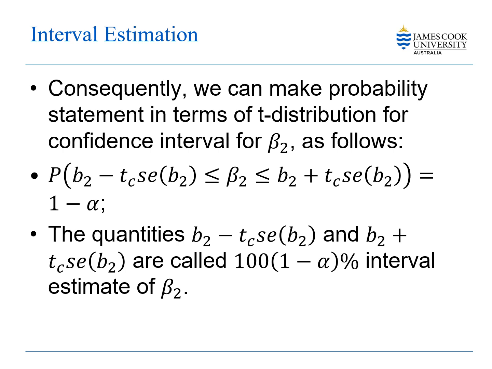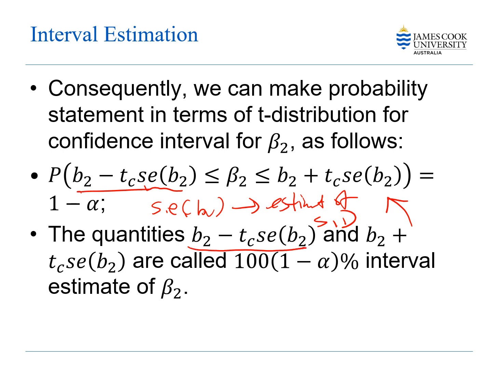Consequently, we can make a probability statement in terms of the T distribution for the confidence interval for beta 2 as this. Here SE is the standard error of b2. Standard error is an estimate of the standard deviation, and standard deviation is the square root of variance. Remember, we estimate the variance and we take the square root of it. We call this the standard error. These two quantities, this is the lower end point, this is the upper end point. They are called the 100 times (1 minus alpha) percent interval estimate of beta 2.